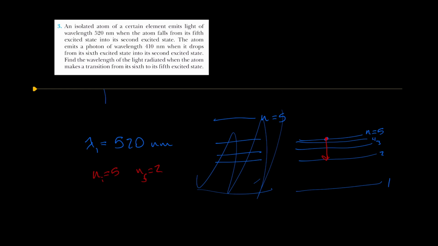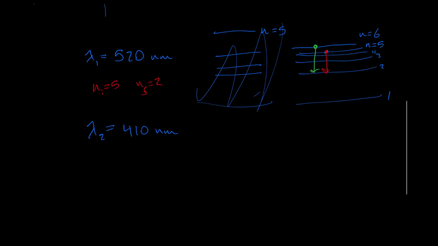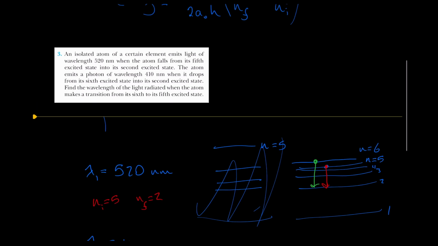The atom emits a photon of wavelength 410 nanometers when it drops from its 6th excited state to the 2nd excited state. Okay, so we have another one here. This is n equals 6. And this green one goes from the 6th to the 2nd. And here we can write it: n initial equals 6, n final equals 2.